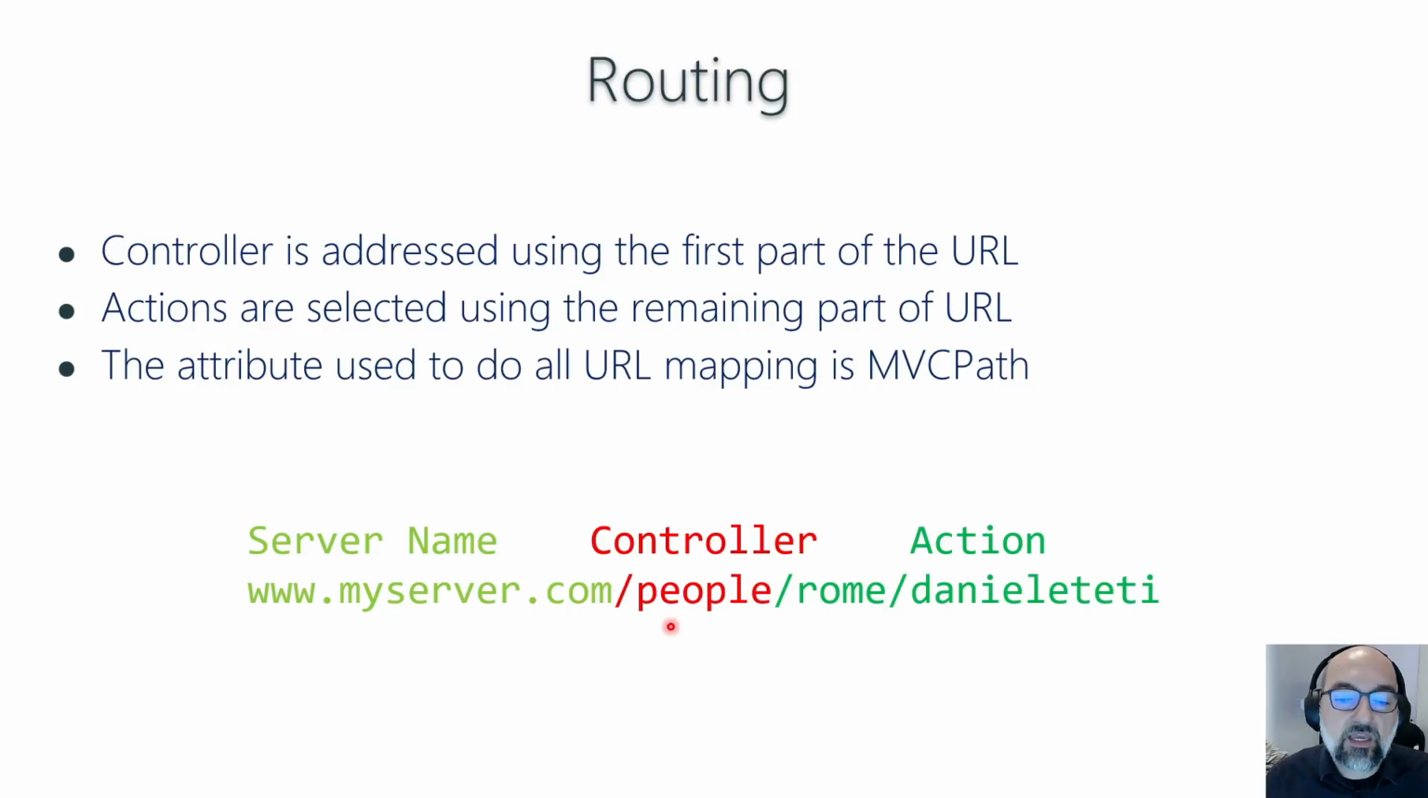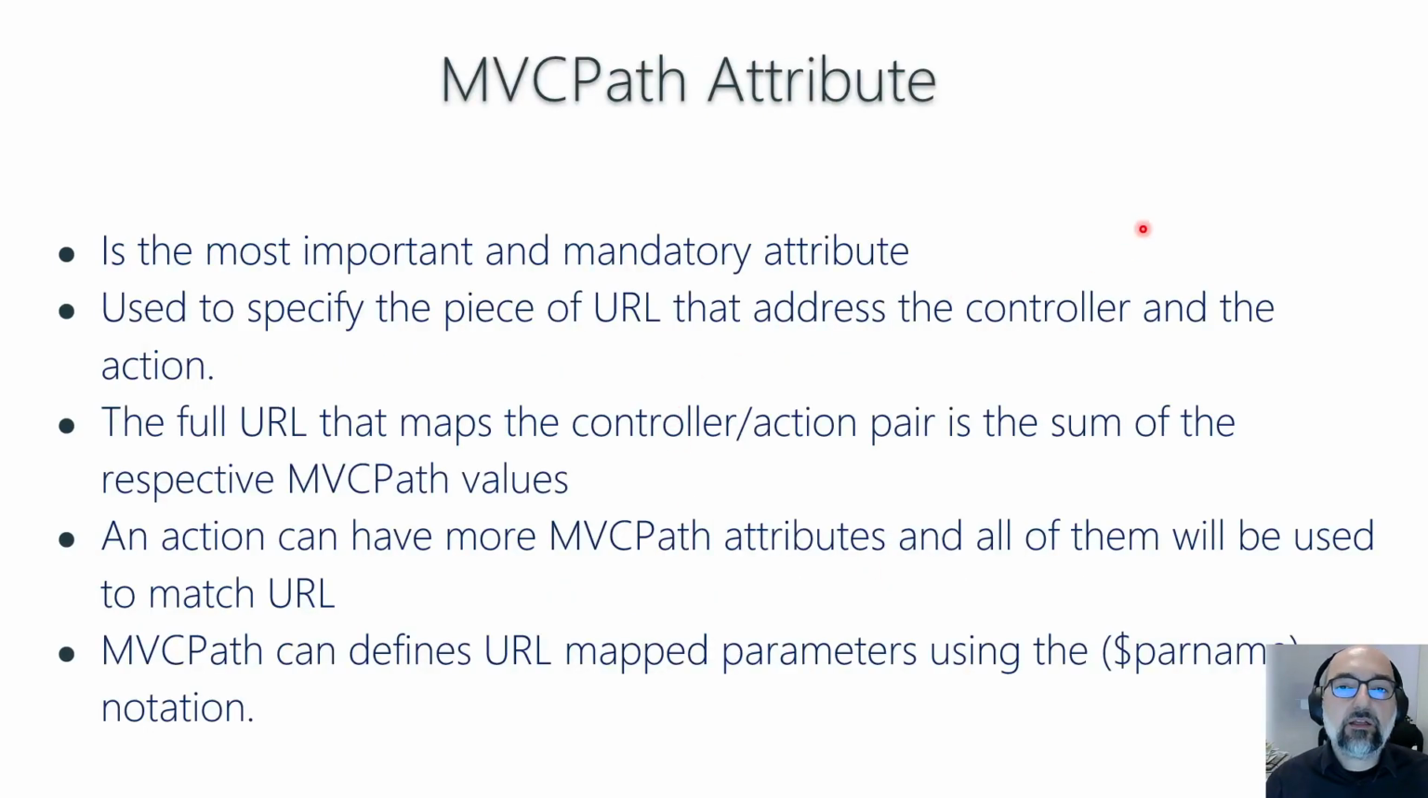So the router tries to find the controller selected with this part of the URL. This part is used to identify the controller, and then the remaining part is the action and the parameters, the optional parameters. All the routing works using attributes, RTTI attributes, which is a specific feature of the Delphi language.